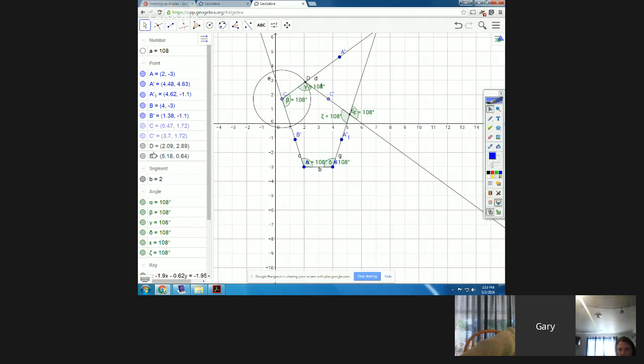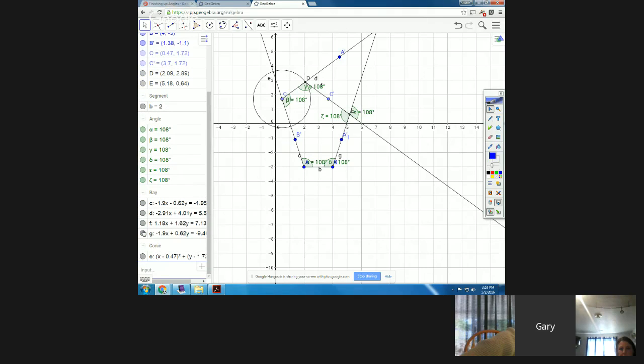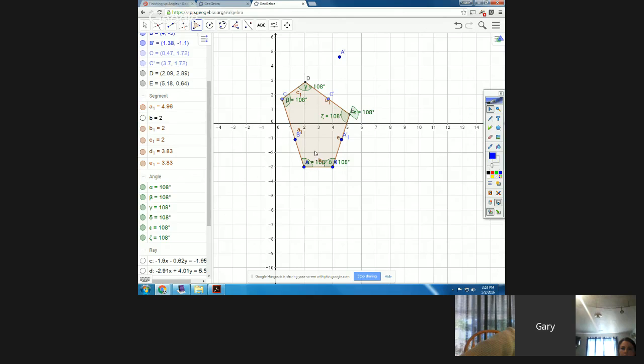All right, so that got a little messy. Let me clean it up so you can see what I actually did there. Turn off the circle. Let's turn off some of these rays, that line segment, and I'm going to trace out my polygon. Let's say point B, point A, point C, point D, point E, back to point B. So here I have an equiangular pentagon that is not equilateral.